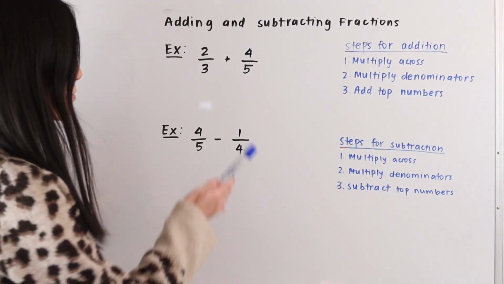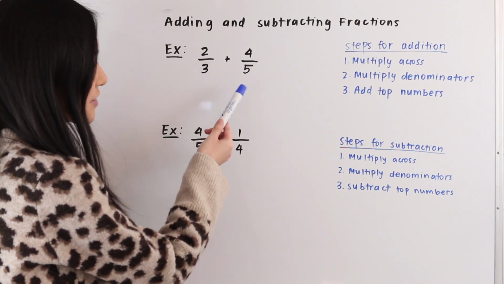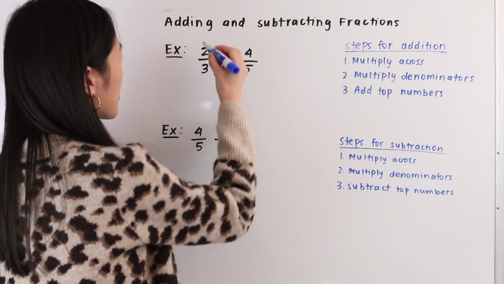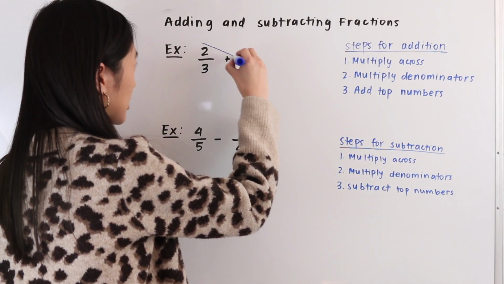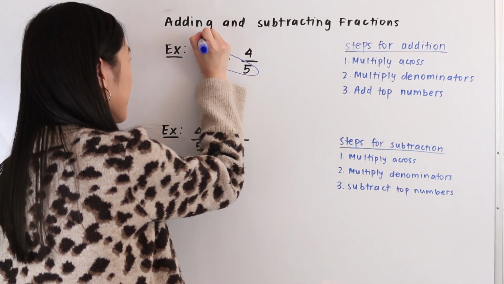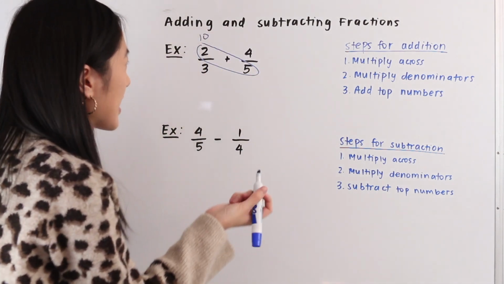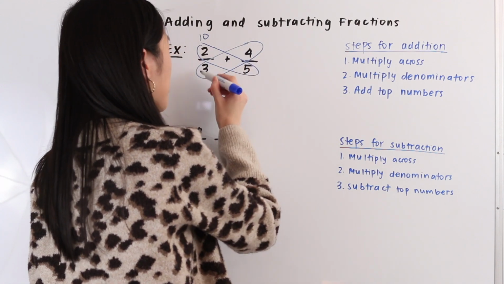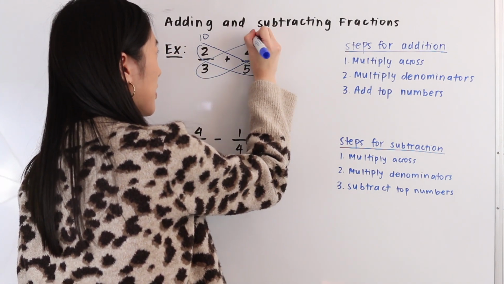In this example here we have 2/3 plus 4/5, and the first thing that we're going to do is multiply across. So let's start out by multiplying the terms on this diagonal here. We have 2 times 5, which is equal to 10. And then next let's multiply the terms on this diagonal here. We have 3 times 4, which is equal to 12.